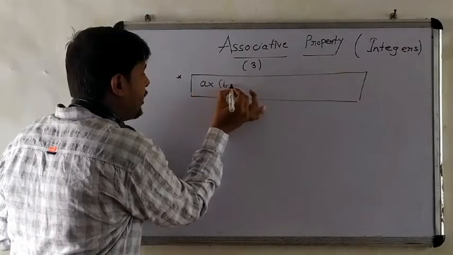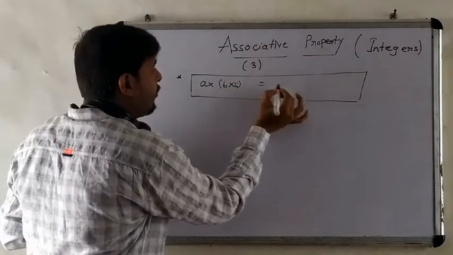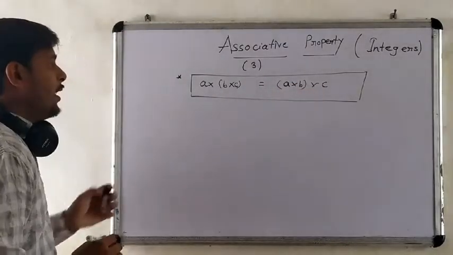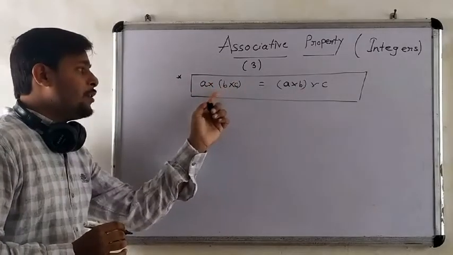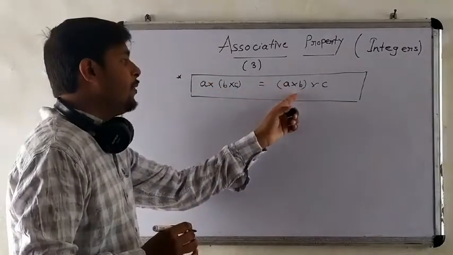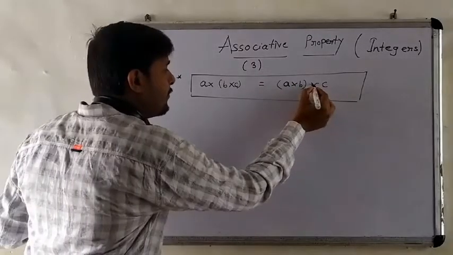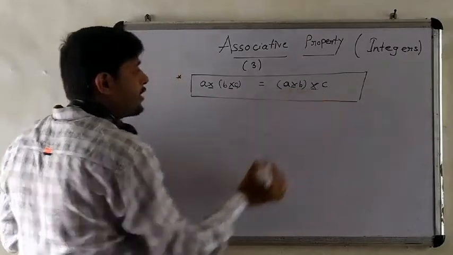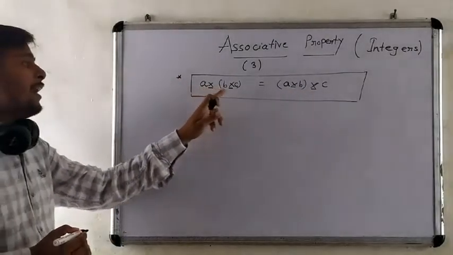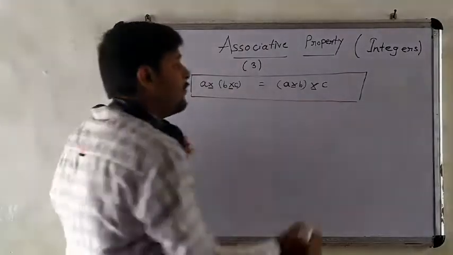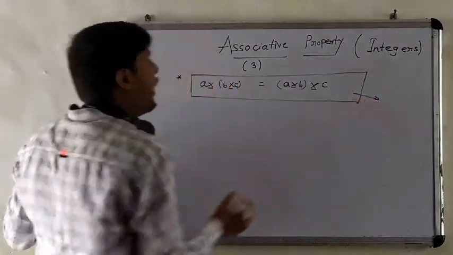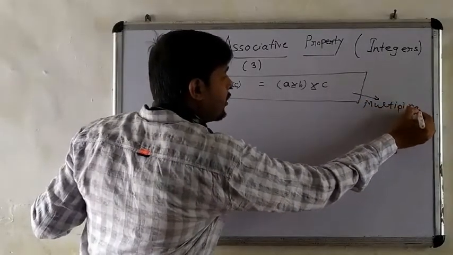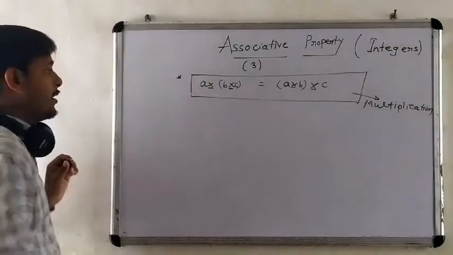According to associative property, A into B into C is equal to A into B into C, with the bracket first on B into C on the left side, and the bracket on A into B on the right side. Since all signs are multiplication signs, this is associative property for multiplication.